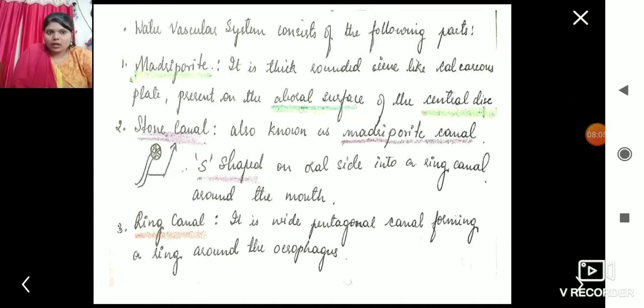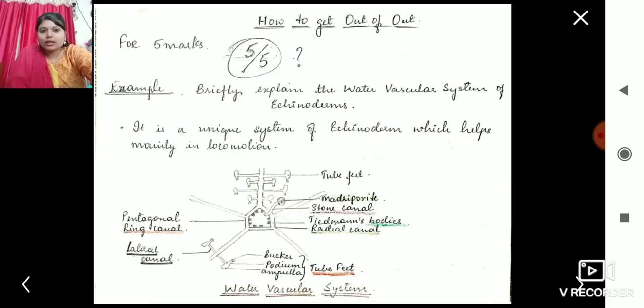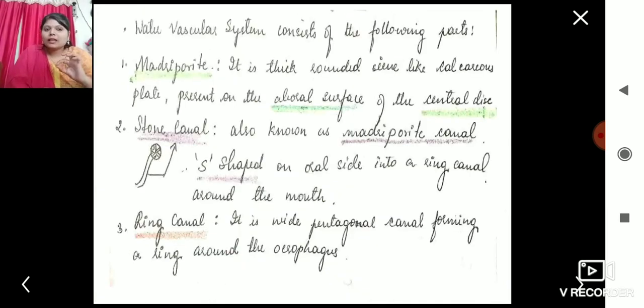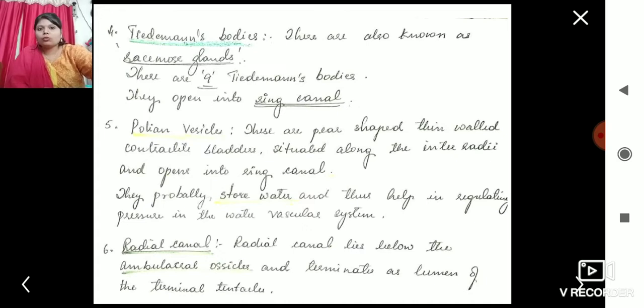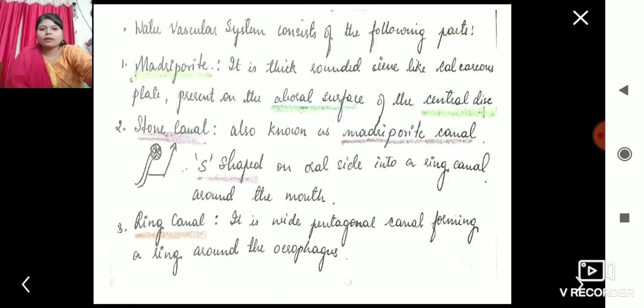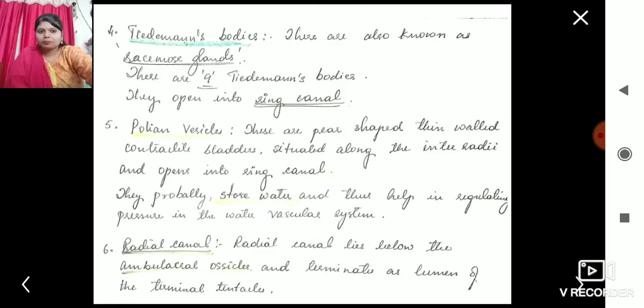Around the mouth, a ring canal. You can see that in the diagram, and I have underlined a few words there which are very important. What is the ring canal? The ring canal is the one which is here, the pentagonal ring canal, in the pentagonal shape. This canal we call a ring canal. The ring canal is a wide pentagonal canal forming a ring around the esophagus. Here I have not underlined, but you can underline the esophagus.